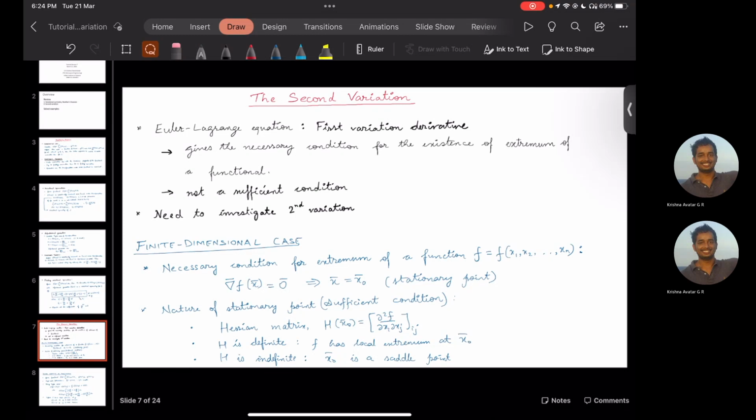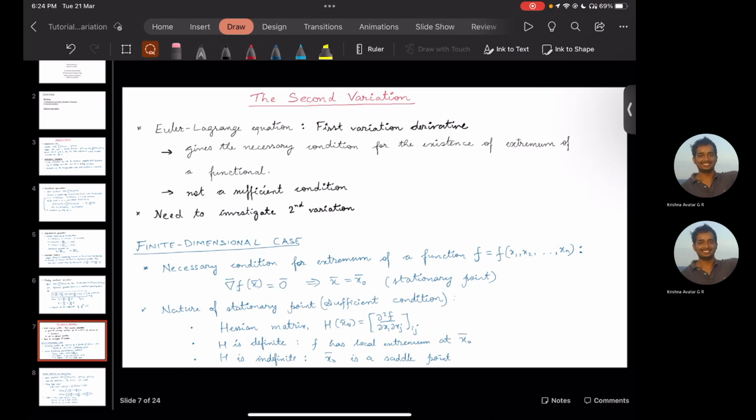Now, you'll find that this is analogous to what we do in finite dimensional calculus, wherein we just equate the gradient of the function which we are trying to optimize to zero. But equating the gradient of the function f to zero only gives us a stationary point. It doesn't tell us whether that's a local minimum, local maximum, or a saddle. Similarly, the Euler-Lagrange equation serves the same purpose, just that in this case it happens to be a differential equation, isn't it?